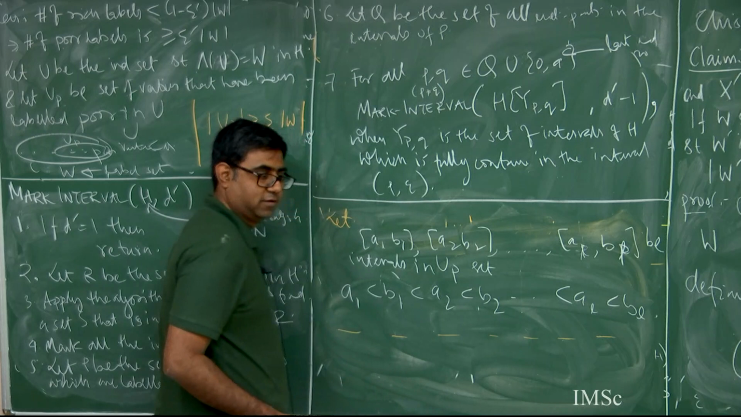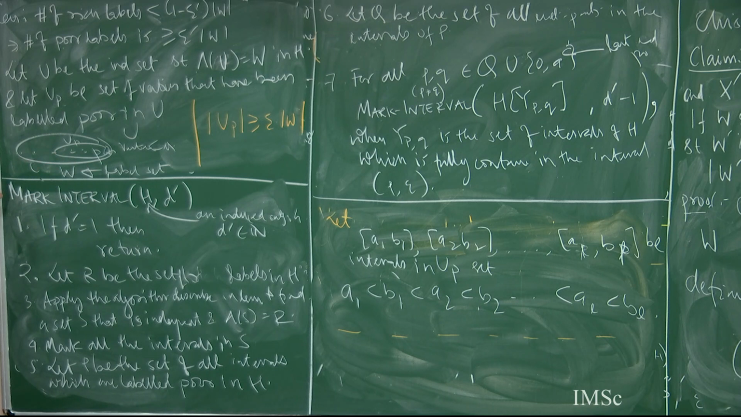What is U? U is an independent set. What is UP, the subset of this? You look very confused, Pratik. Let U be the independent set which realizes W, and UP is a subset of that, a vertex set. UP is those vertices which are labeled poor. So that's an independent set, right?